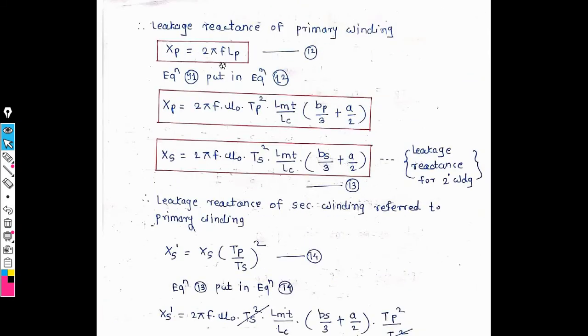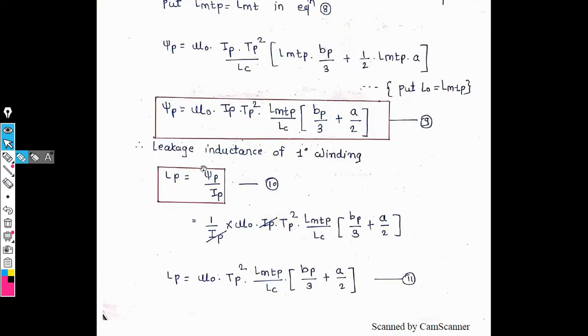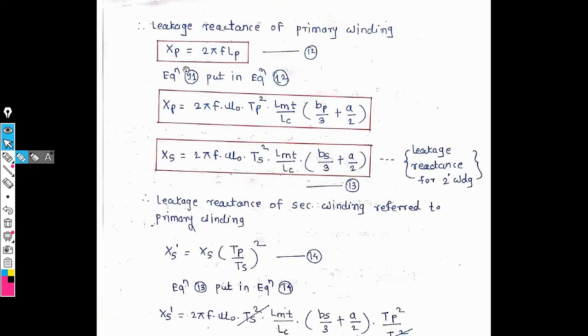Also, having calculated the leakage inductance, again we have to calculate the leakage reactance. The leakage reactance of the primary winding is given by XP is equal to 2 pi F into LP, and the value of leakage inductance is calculated, that is mu 0.